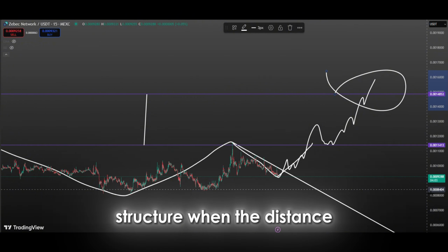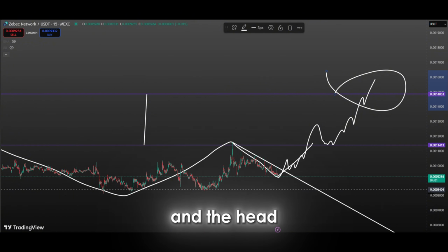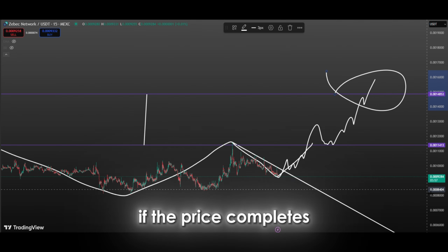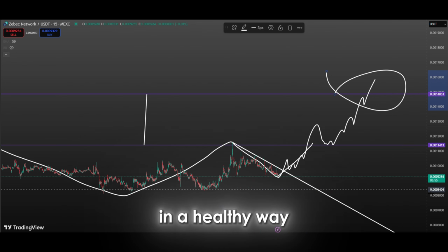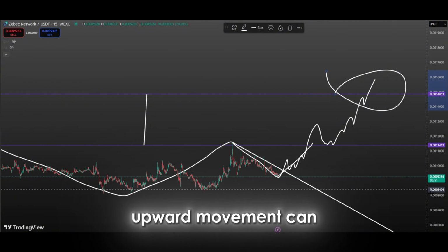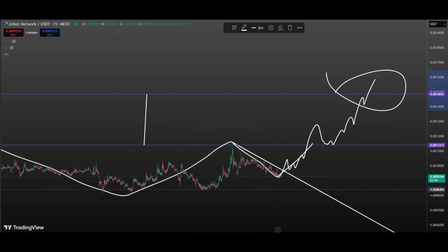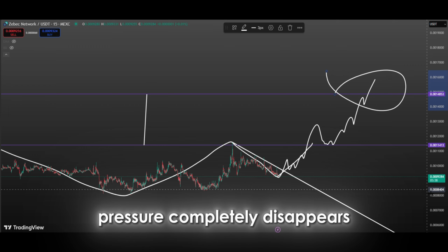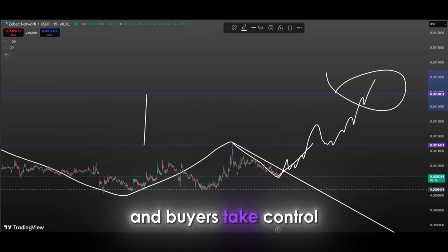In the current structure, when the distance between the neckline and the head area is measured, there is a considerable upside potential. If the price completes the right shoulder in a healthy way and then breaks the neckline with volume, we can say that the expected upward movement can start quickly. Moreover, such patterns usually witness sudden and sharp rises after the breakout occurs. This is because the moment of the breakout marks a period when the selling pressure completely disappears and buyers take control.